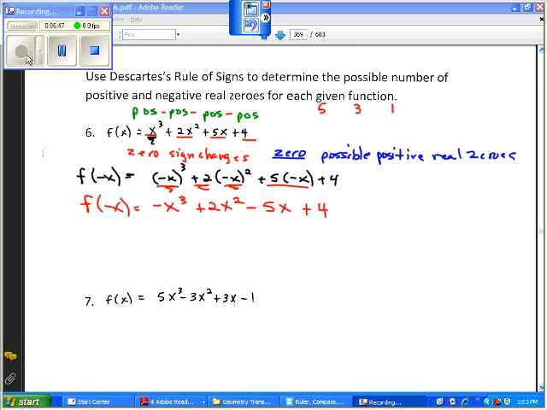And then we want to identify the signs. Okay? The first sign is negative. The second sign is positive. The third sign is negative. The fourth sign is positive.